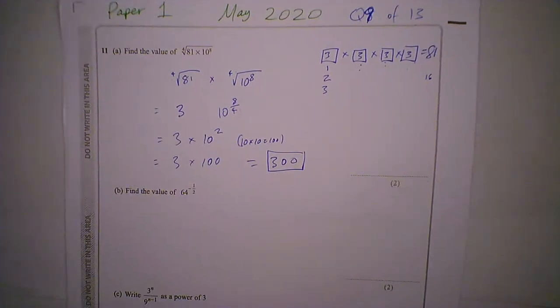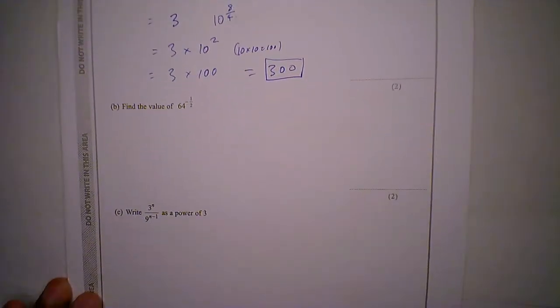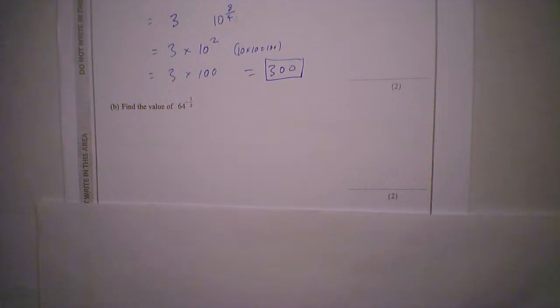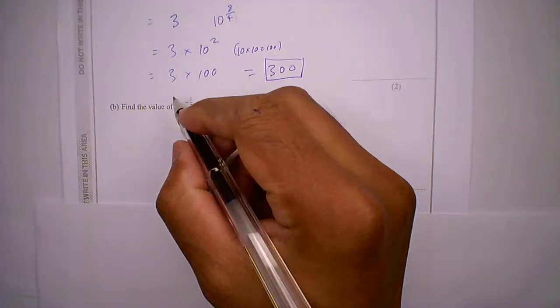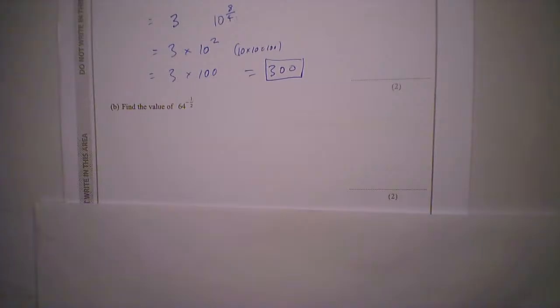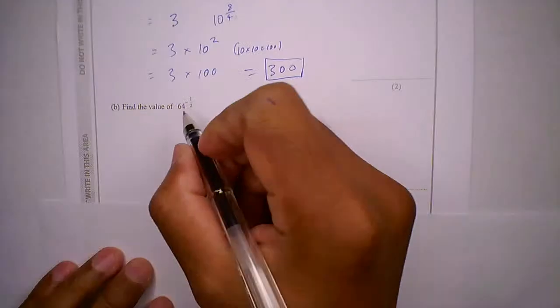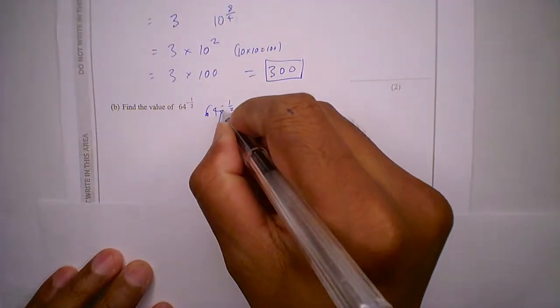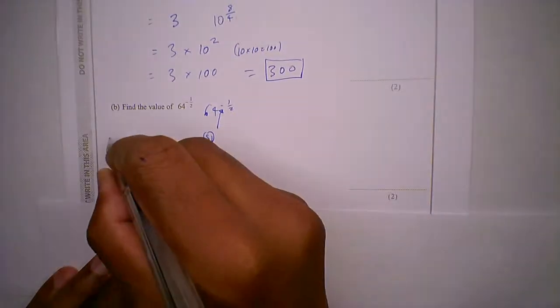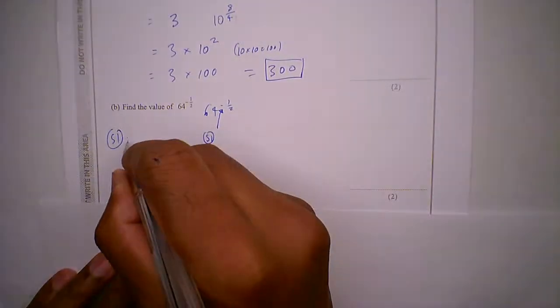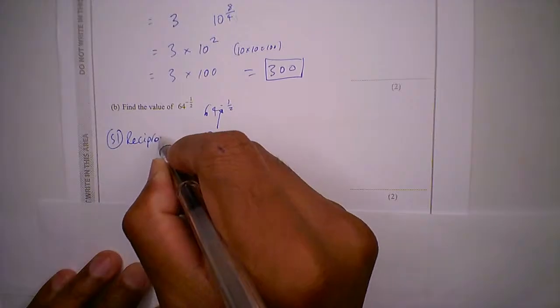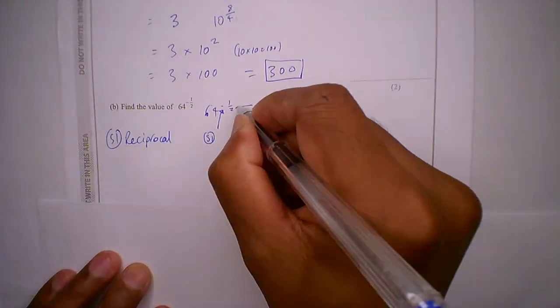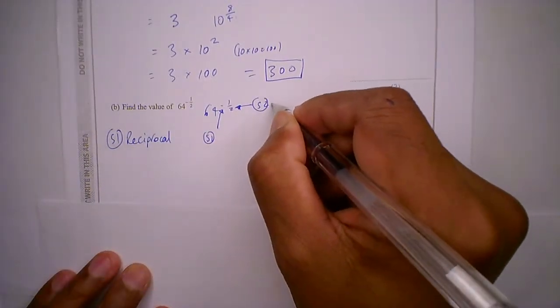Let's look at part B now. Again, if you haven't answered, press pause. Okay, so here we've done this previously, so we want to find the value of 64 to the power minus a half. Okay, so I've got a negative, so my step one is reciprocal. And step two is, this is a half, and so half is going to be square root.